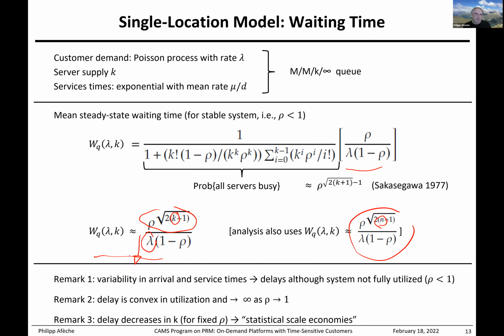Essentially, you can picture hundreds of servers. And so these fluctuations are going to average out, and it becomes less and less likely that you have a long buildup of a queue, because there are so many available servers.